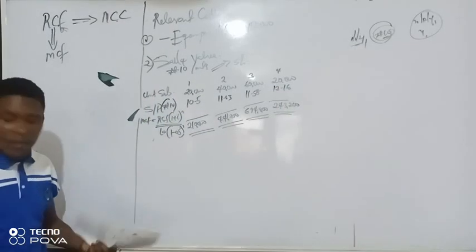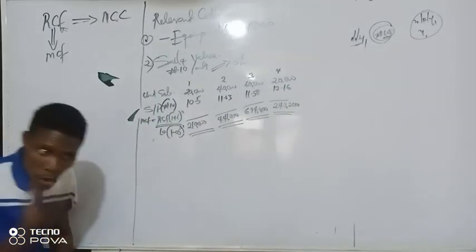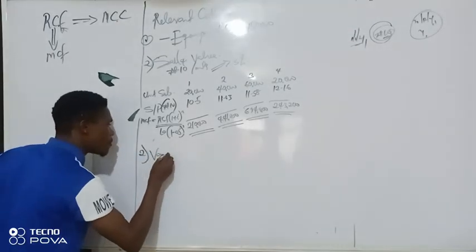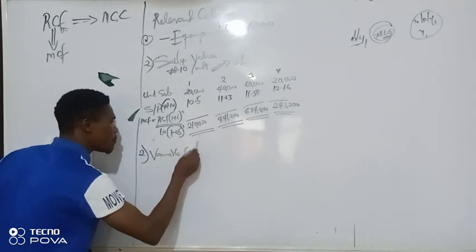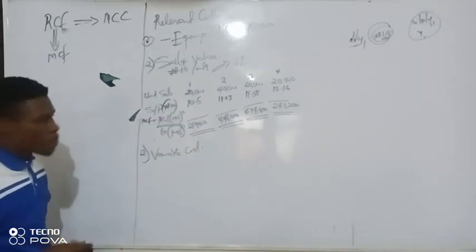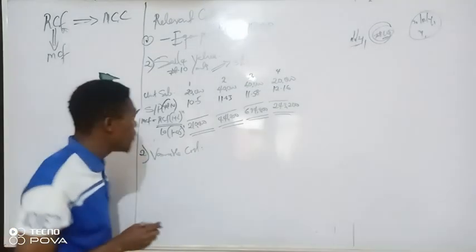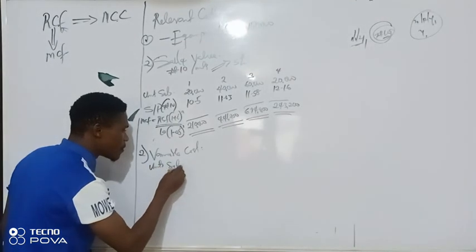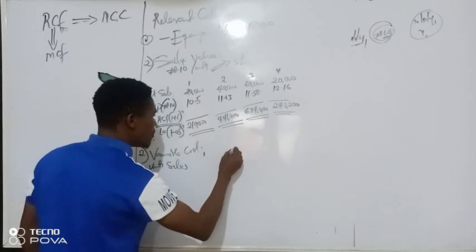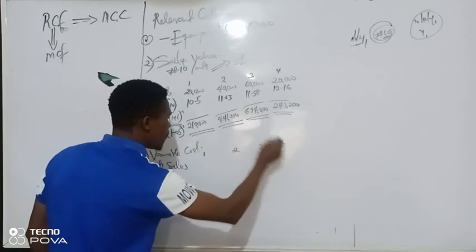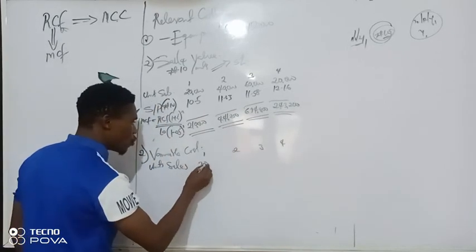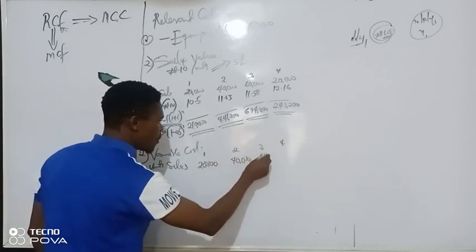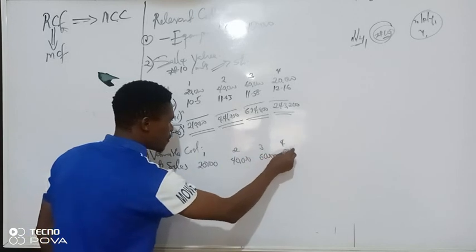Number 2, variable costs. Don't forget it's variable per unit. So let's get our unit sales: year 1, 20,000 units, year 2, 40,000 units, year 3, 60,000 units, and year 4, 20,000 units.